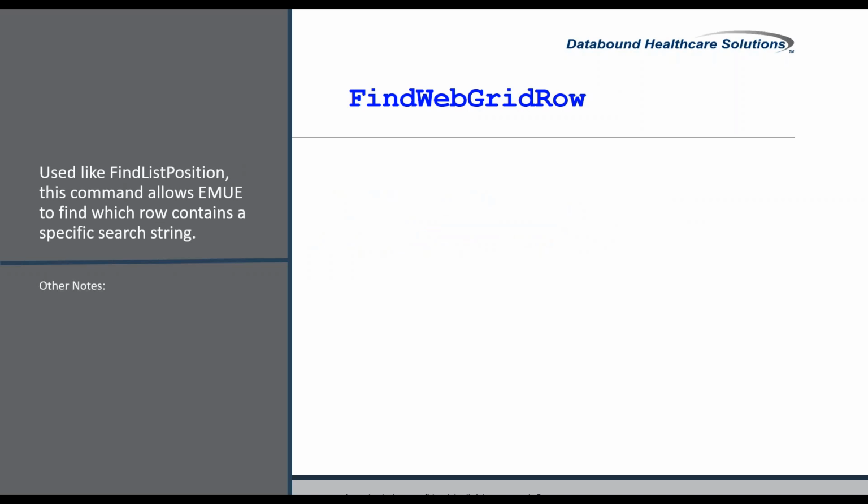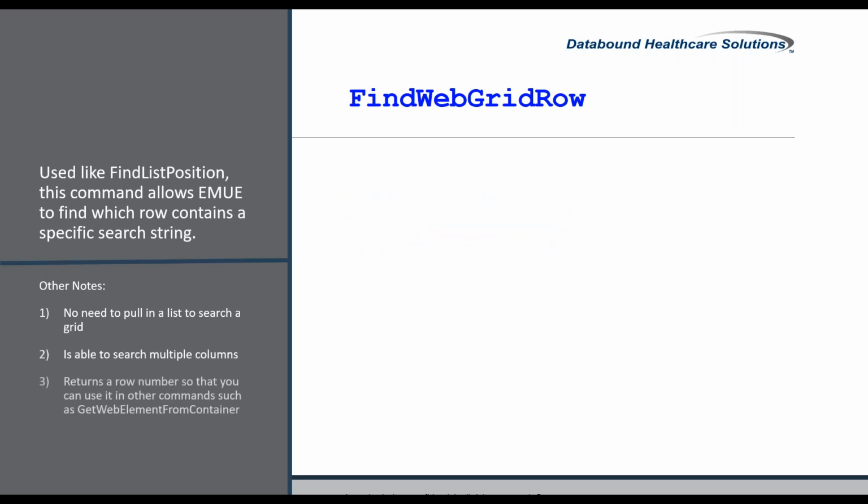Find WebGrid row is very similar to Click WebGrid Cell. The only difference is that we're not clicking on anything, we're not taking any action. This is really giving a confirmation of, can I find something in the grid that I'm looking for? And if I can, it returns a row number that we can use elsewhere.